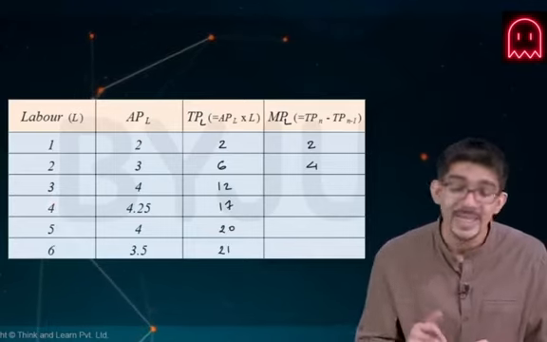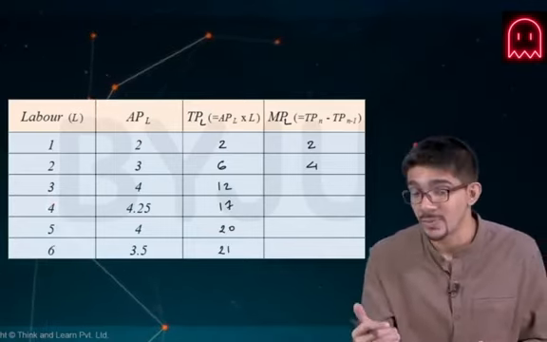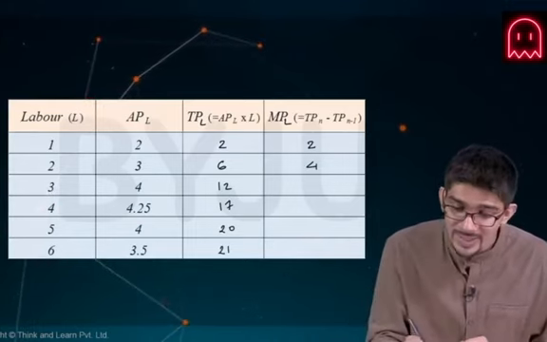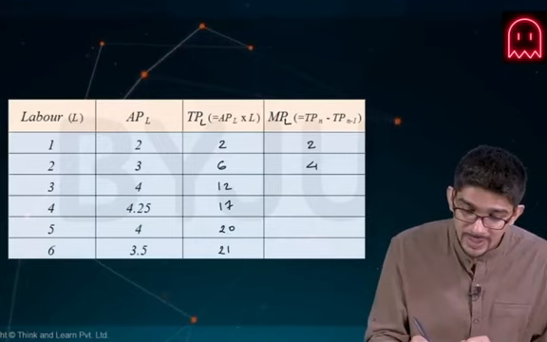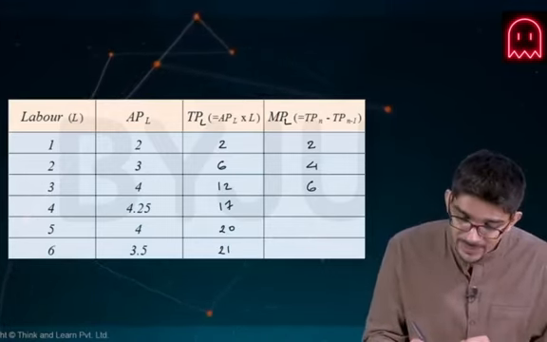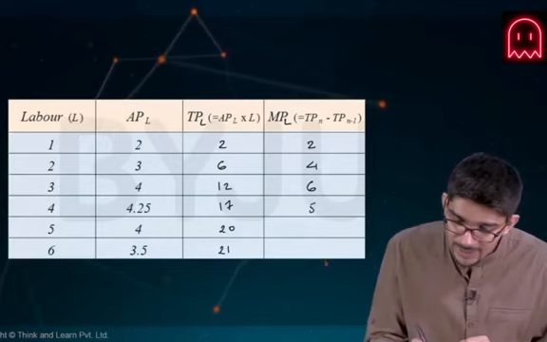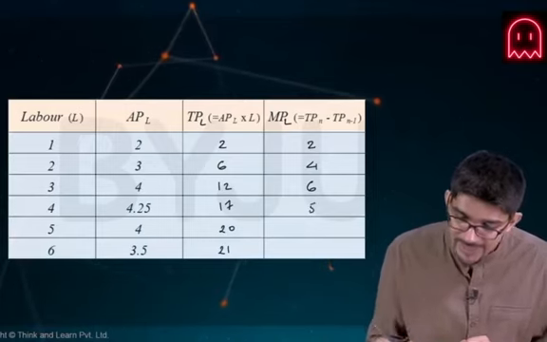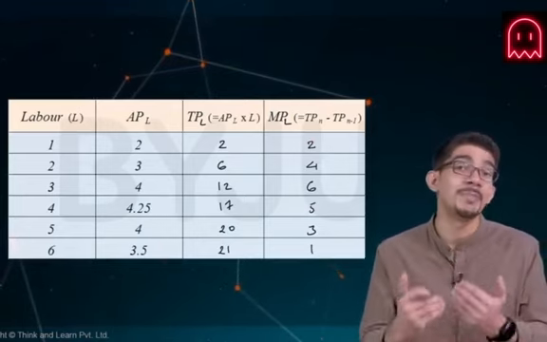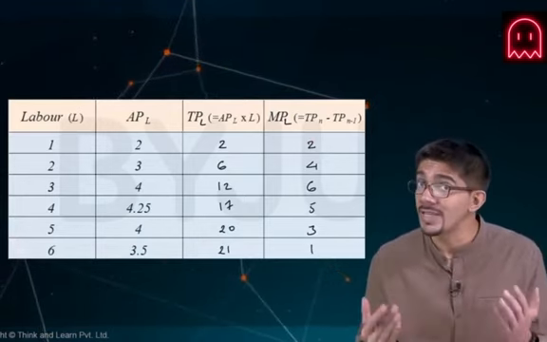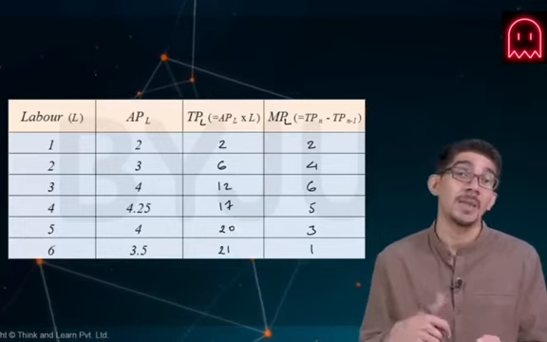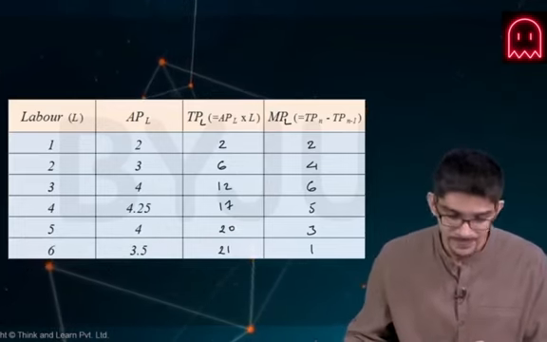How about MPL? It is TPn minus TPn minus 1 again. So first unit is giving us 2, assuming the 0th unit is 0. Then 6 minus 2 gives us 4. 12 minus 6 gives us 6. 17 minus 12 gives us 5. 20 minus 17 gives us 3, 21 minus 20 gives us 1. So this becomes the MPL schedule. So again, very straightforward to extract. First get the TPL, then get the MPL from the TPLs.